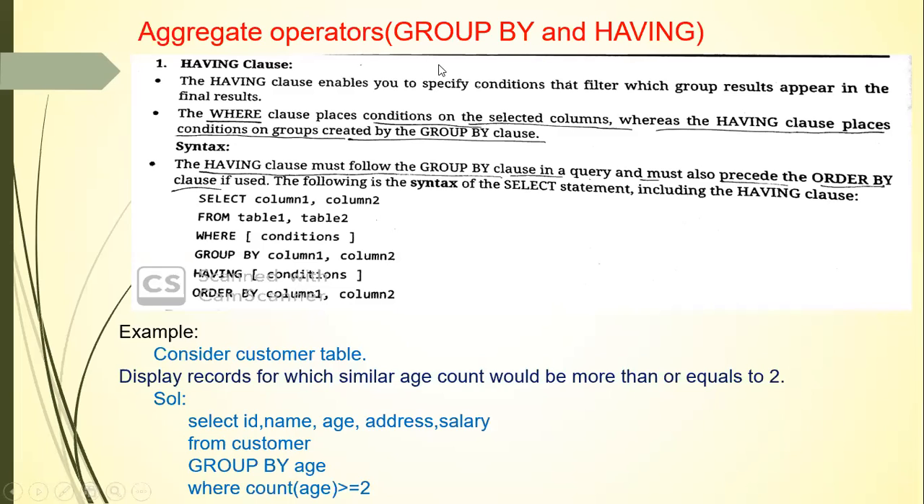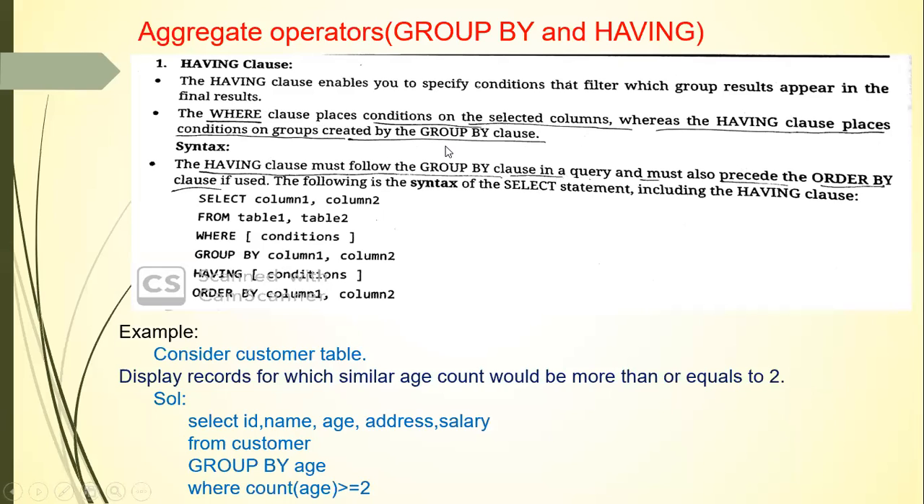For the GROUP BY clause, we can apply the condition on this particular group, that is, percentage greater than 60. We use the HAVING clause, or we consider it an operator. Now, the WHERE clause places the condition on selected columns. When we consider the select statement, we use the WHERE condition, whereas the HAVING clause places the condition on the groups created by the GROUP BY clause.